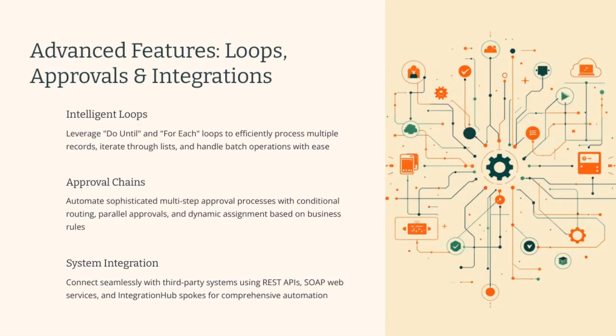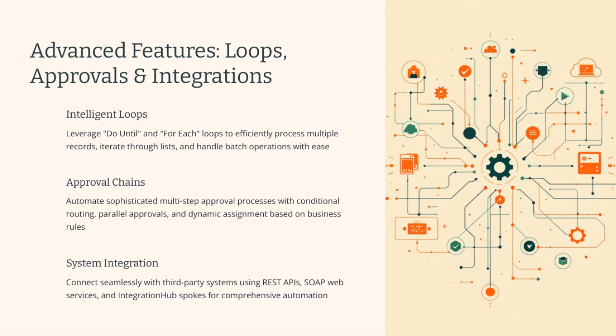Now, let's look at how we can connect seamlessly with third-party systems. Using REST APIs, SOAP web services, and Integration Hub spokes, we can achieve comprehensive automation across different platforms and services. This means our workflows can interact smoothly with external systems, making integrations more efficient and reliable.